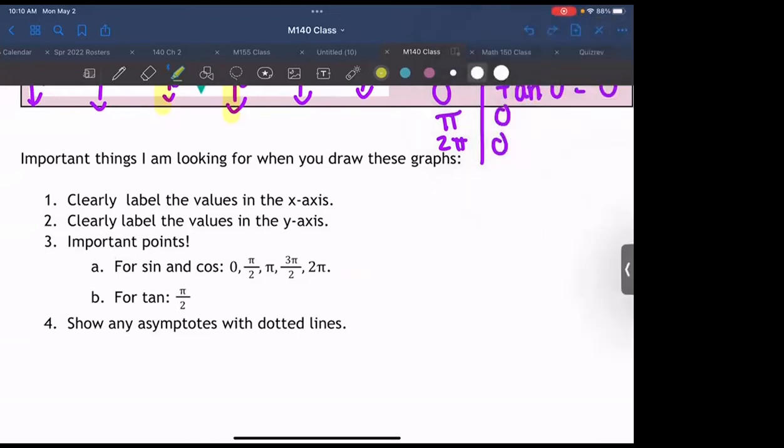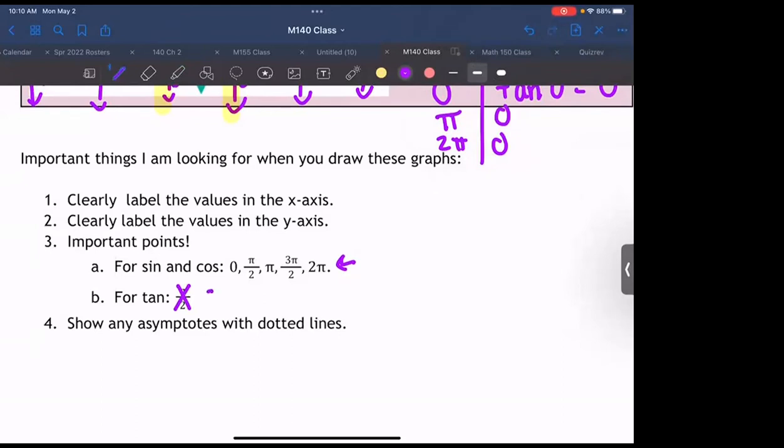Okay, meant to use a pencil for this, okay? And I made a typo here, okay? Under 3b, it says label pi over 2 for tangent. Pi over 2 is an asymptote, so I don't know why I would want you to label a point there.